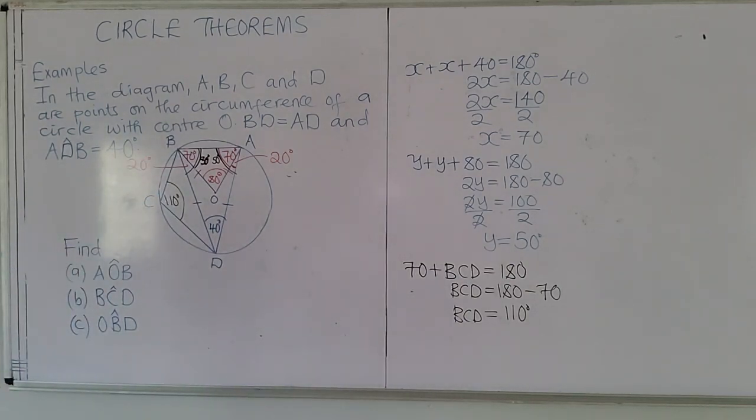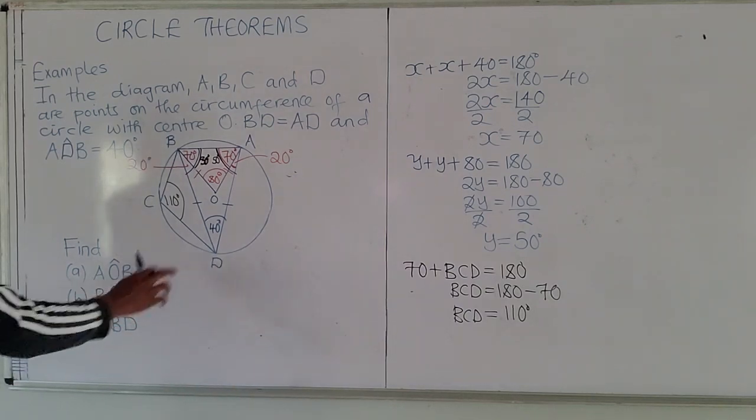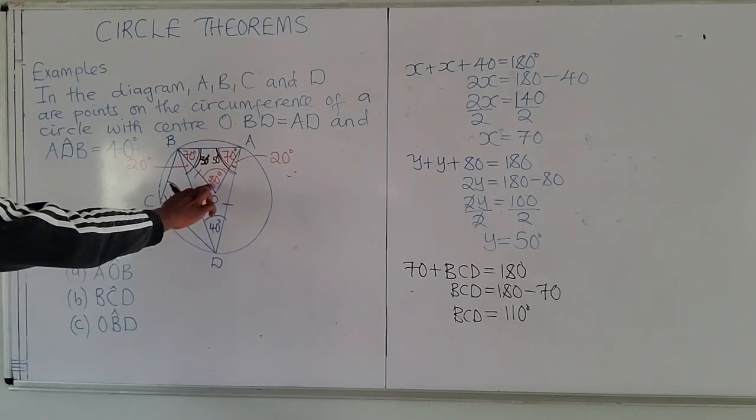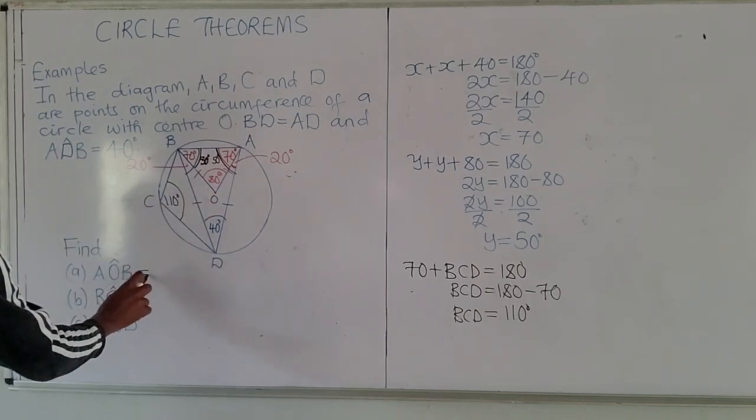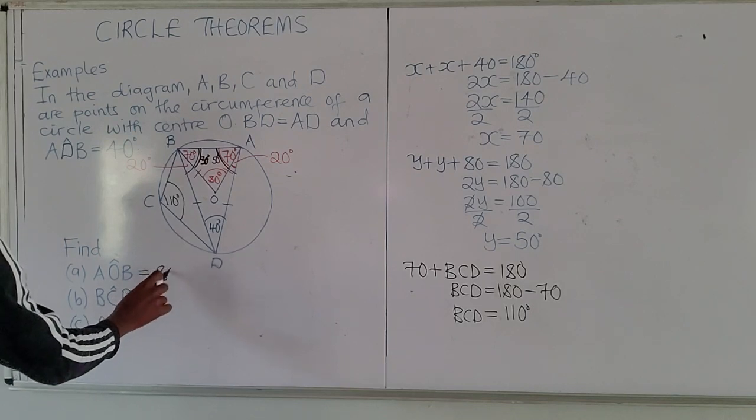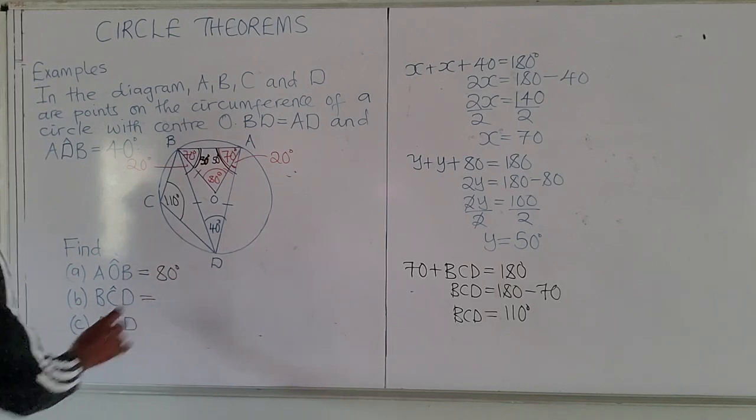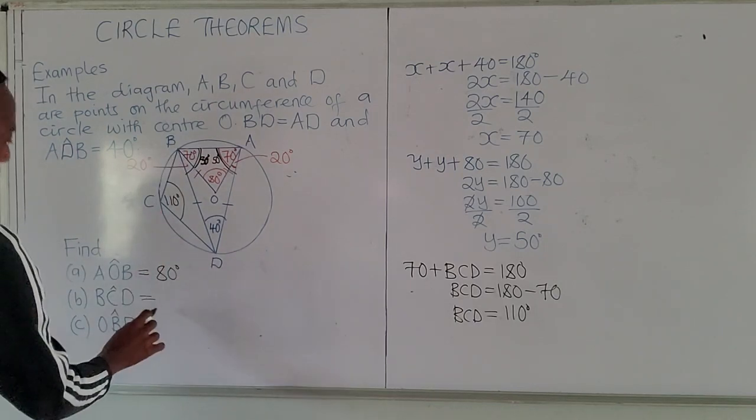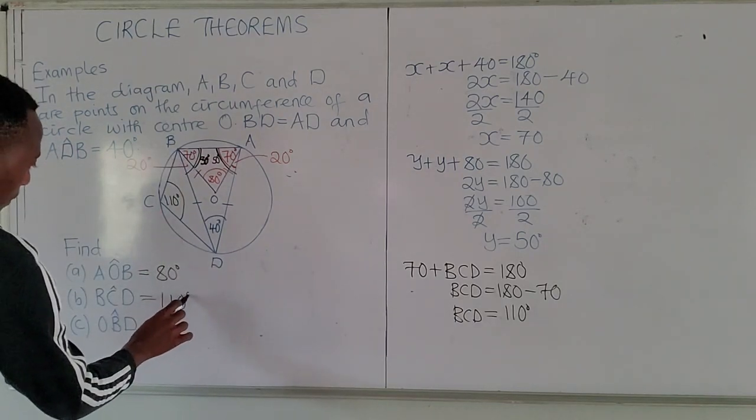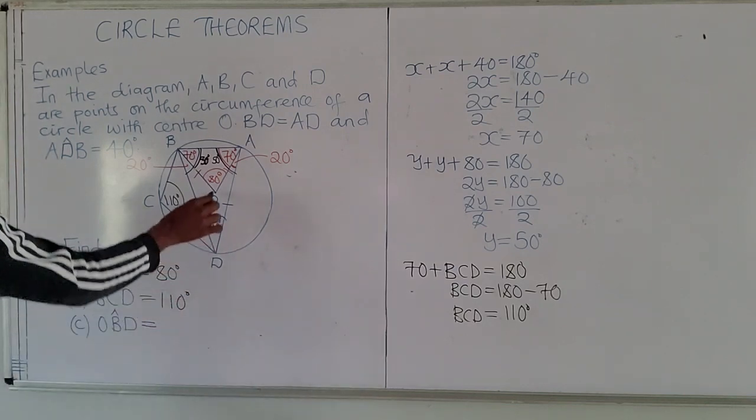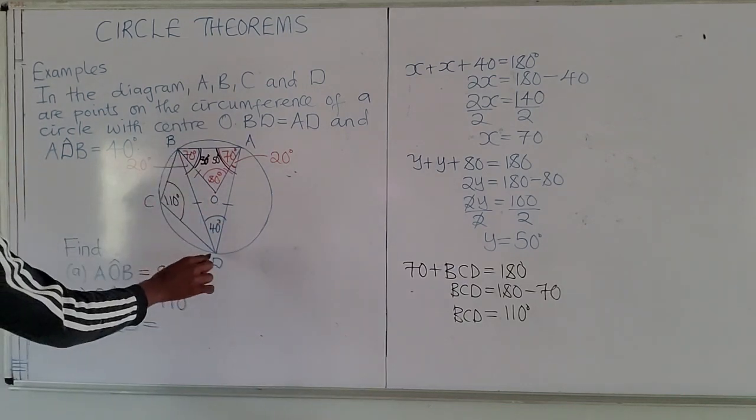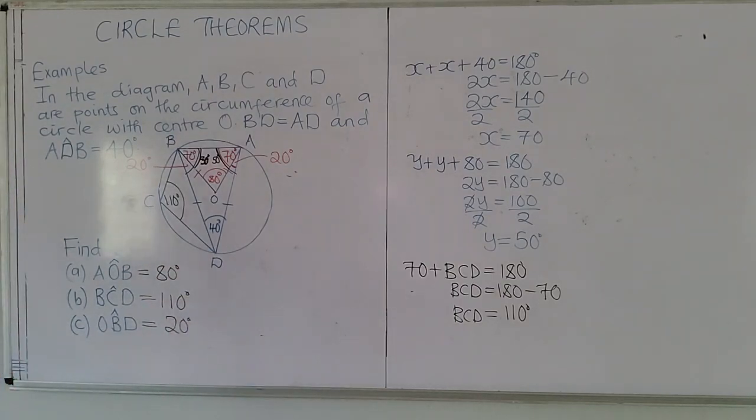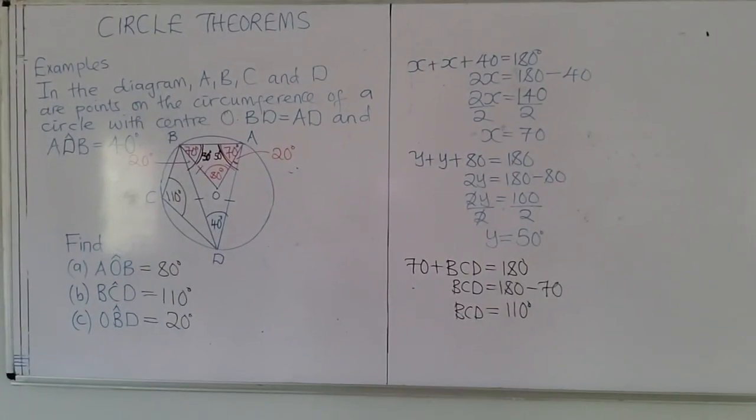Now let us take a look. Find angle AOB. The letter O is what is being asked here, so we can see that we have 80 degrees. BCD is 110 degrees. OBD is 20 degrees. So this is how you basically work out such a kind of question.